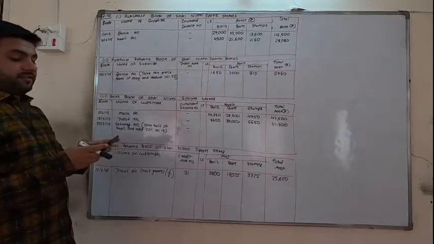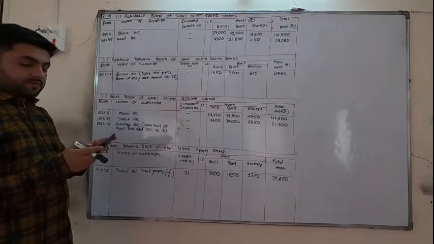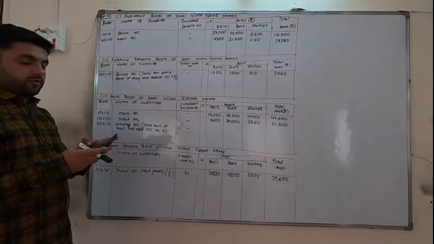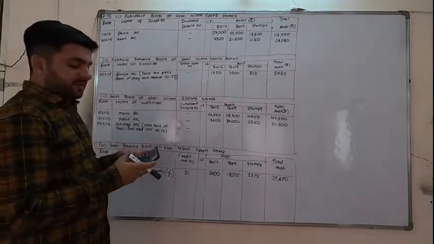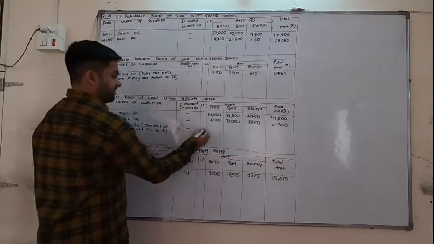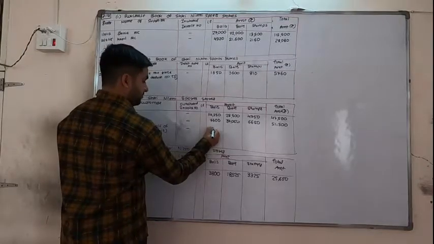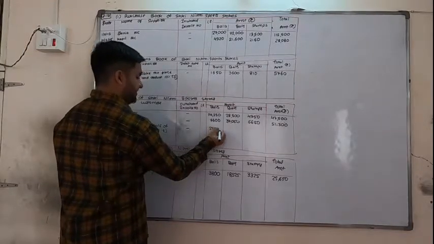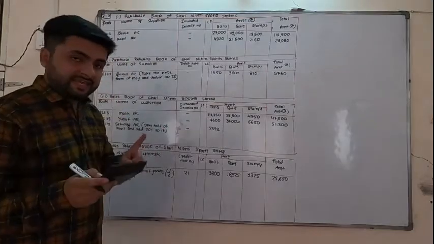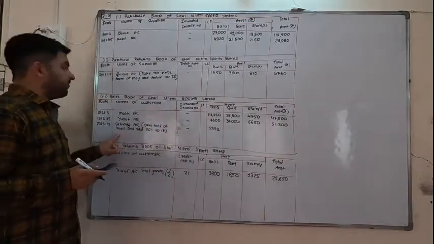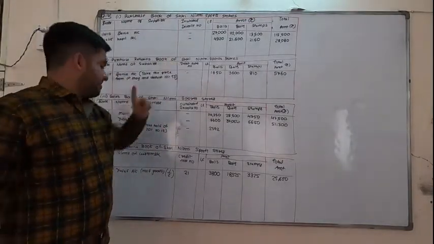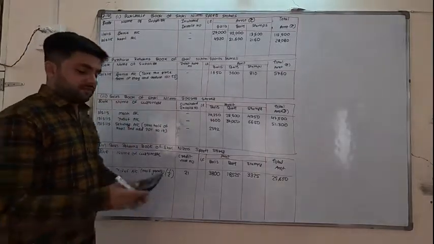So 4320 divide by 2, so 2160 plus 20%, so 2592. Again I am repeating: take half of Kapil and add 20% to it.